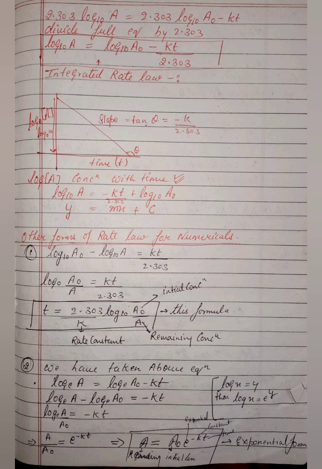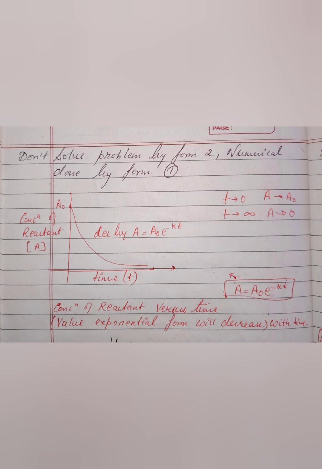For the second one, we take the above equation which we completed before, that is log A equals log A naught minus kt. The kt comes to one side as a minus. Log A upon A naught equals minus kt. Overall it comes as A upon A naught equals e to the minus kt, and A equals A naught e to the minus kt, where e is the exponential, K is the constant and T is the time. This gives the remaining concentration in exponential form, which comes in the numericals.